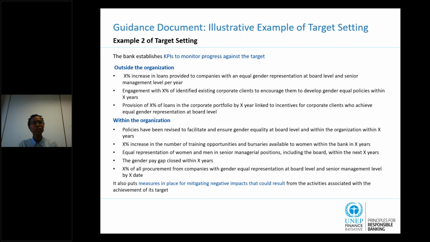It also puts measures in place for mitigating negative impacts that could result from activities associated with the achievement of this target. So this is something we'll always have to keep in mind, not only the positive impacts, but also the negative impacts. Always have a holistic approach in how we deal with our targets and measures that we implement.